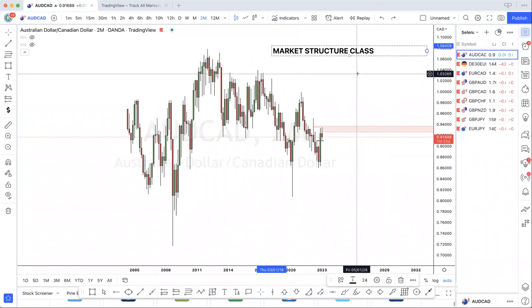So the first thing that I always do, and let me back up just a little bit, just to tell you what market structure is. Market structure is the directional bias of the market, right?